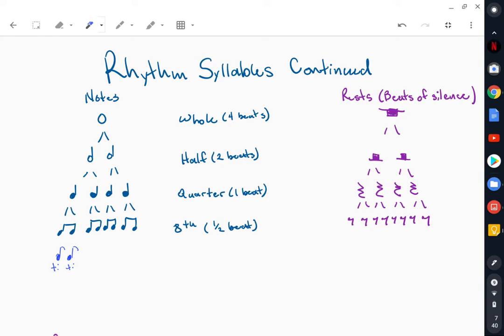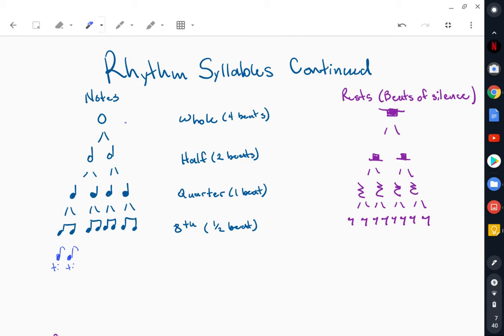All right, now that we've talked about all of our notes, which are these over here, now we're going to talk about our rests, which are these over here. For every note, there is an equal rest that is worth the same amount of beats, but it does look different. The difference between rests and notes is that rests are beats of silence. So we don't actually clap them, say them, etc., or anything.